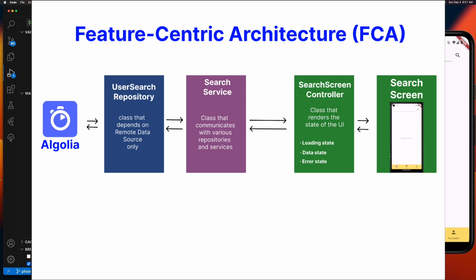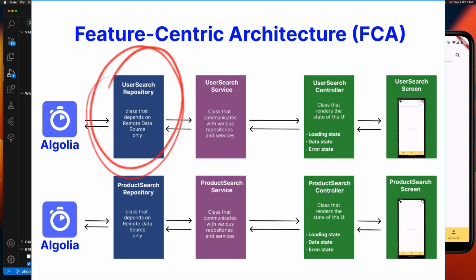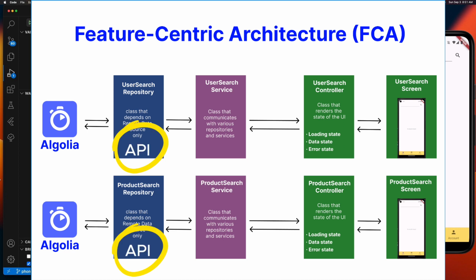This structure is already robust enough when you only have one search feature in your app. But how about if you have more than one search feature? For example, you have a search feature for users and a search feature for products. This kind of structure would lead to code duplication because you need to define your API in both this user search repository and product search repository. And not to mention, you'll end up testing the same logic repeatedly.